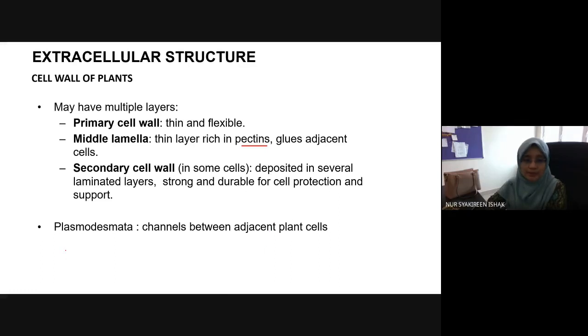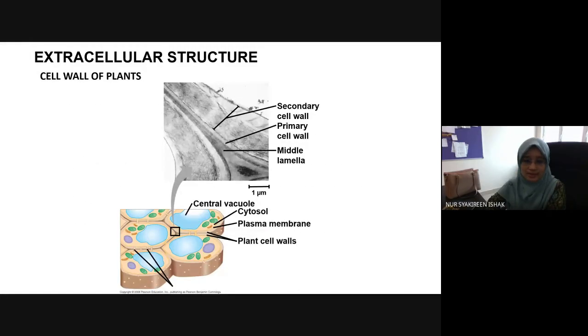And then you have the plasmodesmata, channels between adjacent plant cells. So these are plasmodesmata, channels between cells. The function of the plasmodesmata is that it allows substances to be exchanged between cells. The cells can transport substances from one cell to another cell through the plasmodesmata.